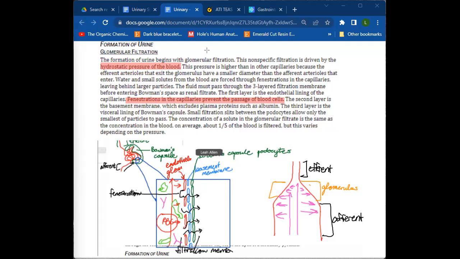Okay, then there are some gaps in the cells of the basement membrane, but they're supposed to be too small for plasma proteins like albumin. So the green substances that I drew, those molecules, would be like the albumin. You can see how maybe that could fit through the fenestrations of the glomerulus, but then it can't fit through the slits in the basement membrane. So that's also why you're not supposed to find huge proteins in the urine either. Amino acids are one thing, but not large proteins.